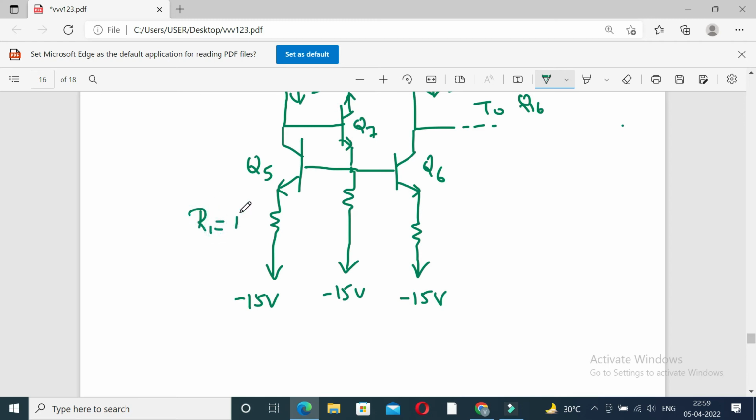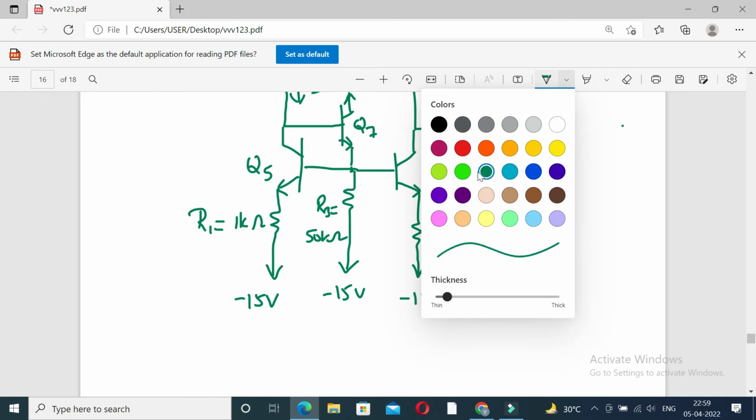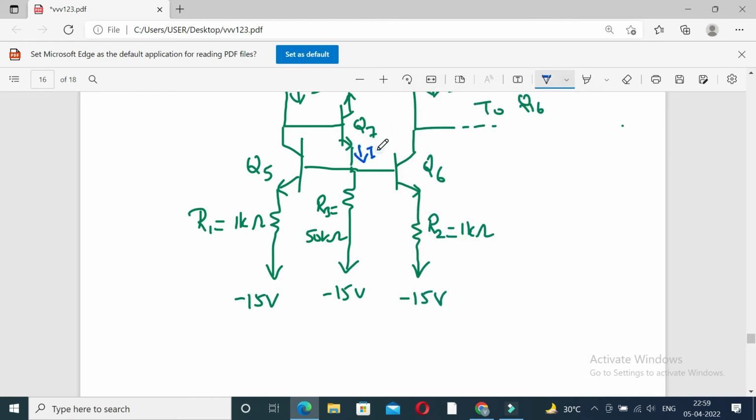R1 is equal to 1 kilo ohm, R3 is equal to 50 kilo ohm, and R2 is equal to 1 kilo ohm. So how to calculate the value of I7? Because I am neglecting the base current here.